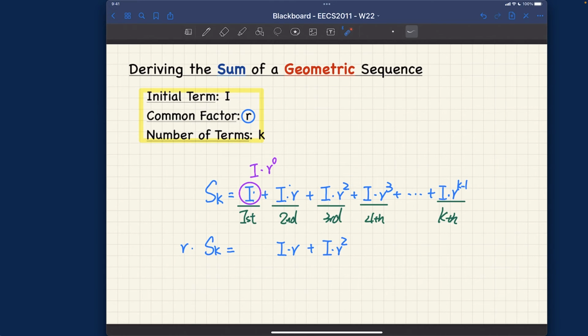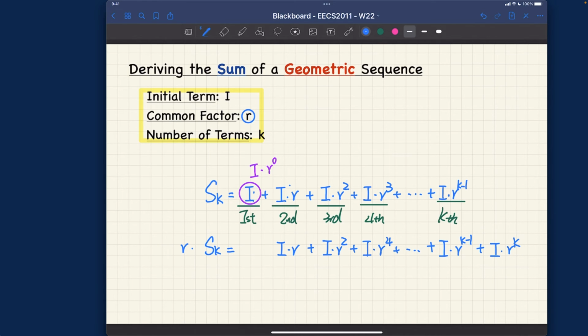And similarly, let's say plus I r to the power of 4, and then we go all the way to the end. And of course, you can think about what's going to be the previous term of this one here. That should be k minus 2. K minus 2 multiplied by r will become k minus 1. So that will be I multiplied by r to the k minus 1. Plus, finally, this term over here multiplied by r is going to be I times r to the k.